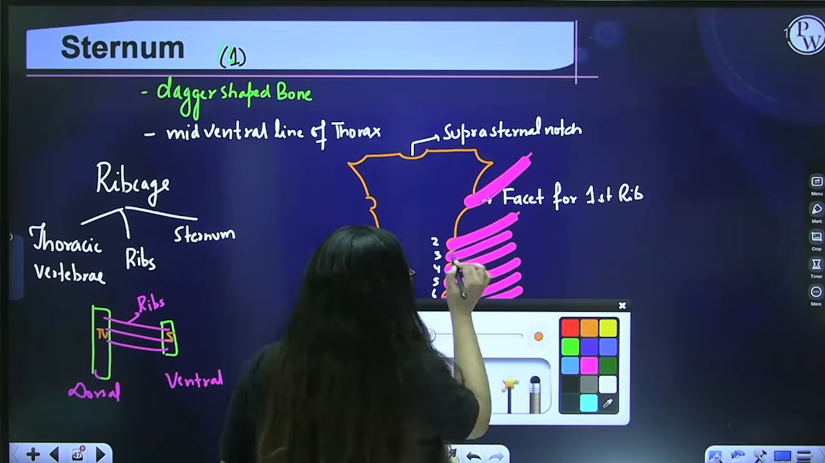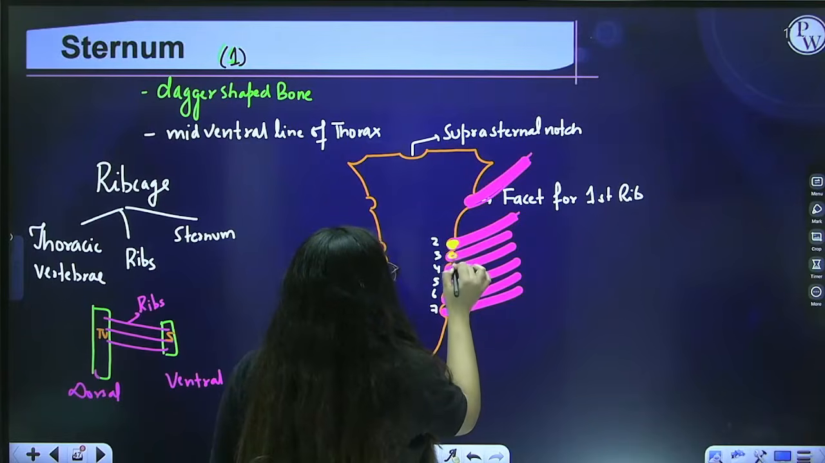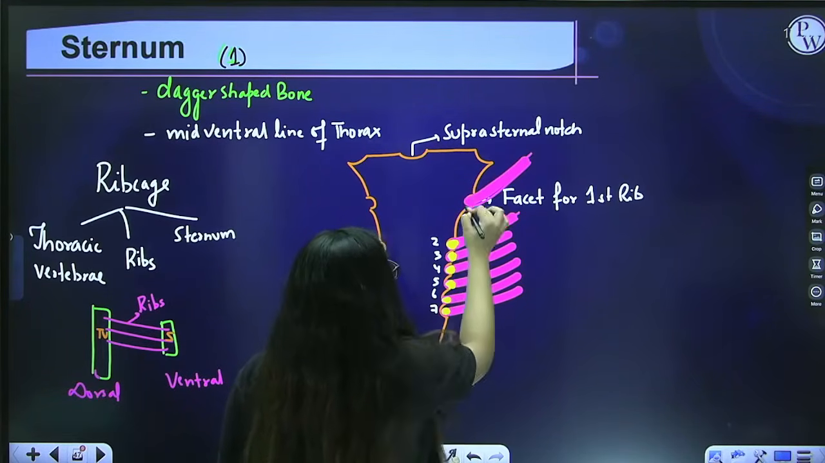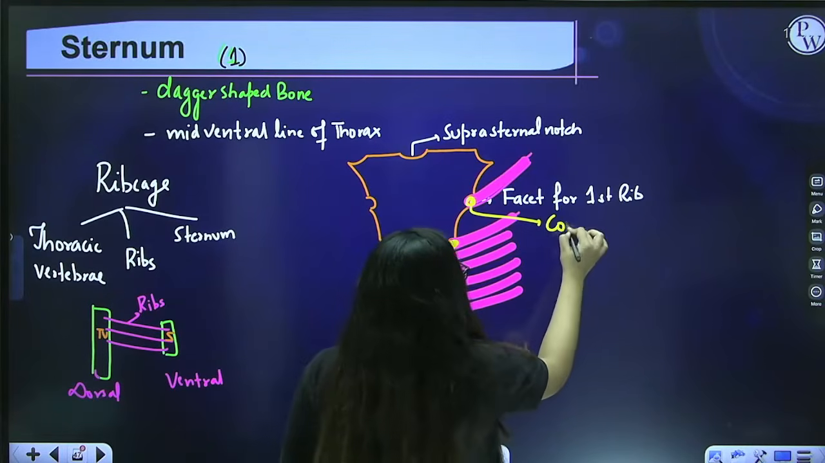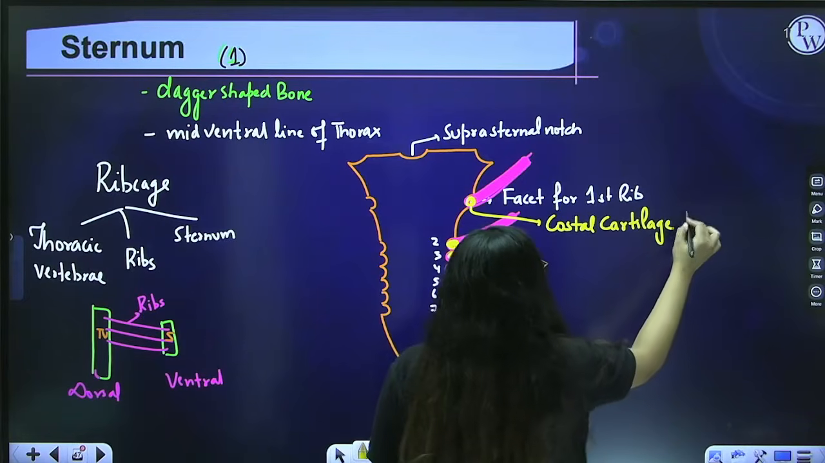And here a cartilage helps. A cartilage helps for the attachment here, which is the costal cartilage. It's a type of hyaline cartilage, right? So this is a costal cartilage, a type of hyaline cartilage.